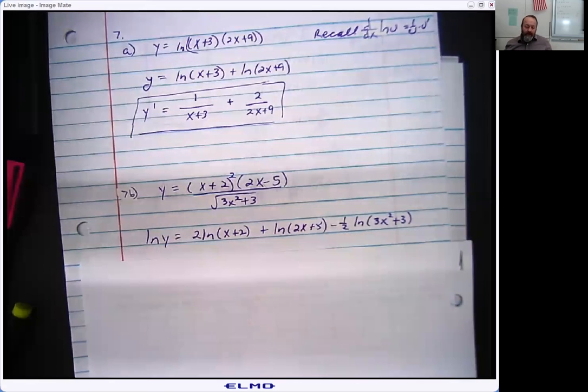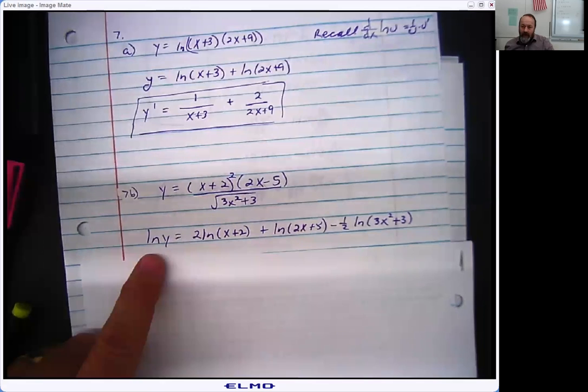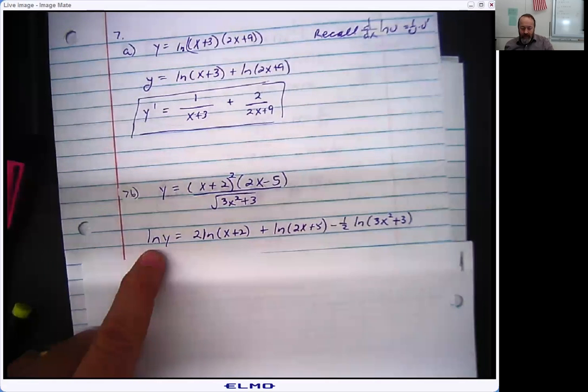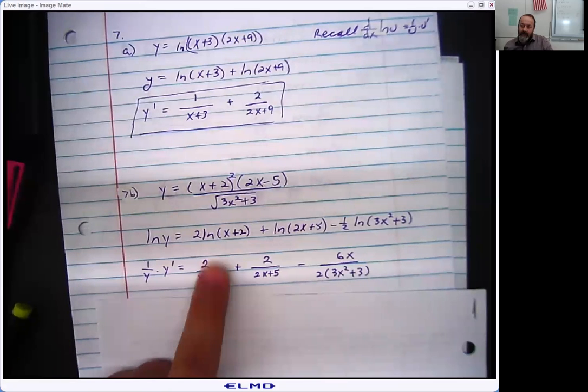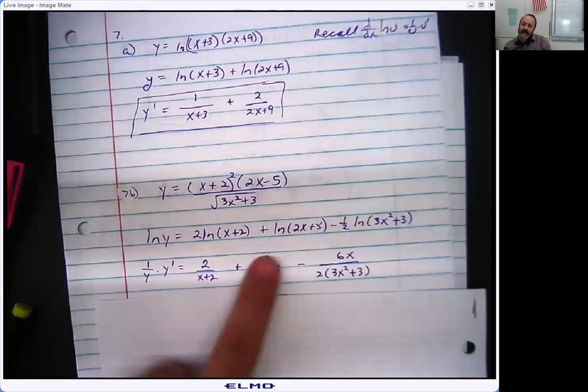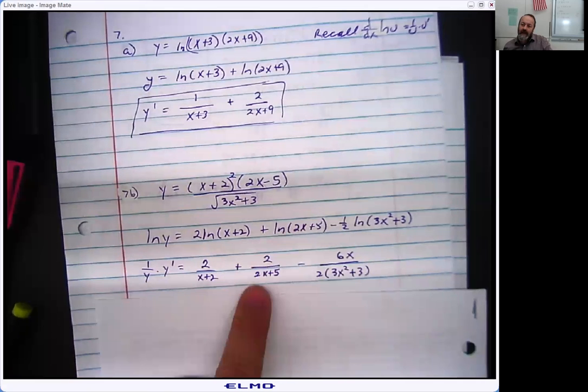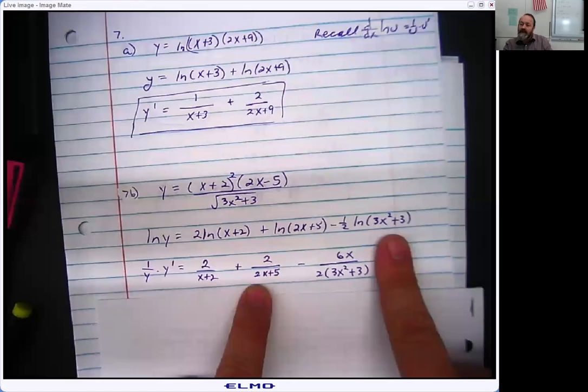Now, the derivative of this is going to be 1 over y times y prime. The derivative of that is 1 over what's inside. Again, the derivative of what's inside is 1. This one, the derivative of what's inside is a 2. And this one, the derivative of what's inside is 6x.